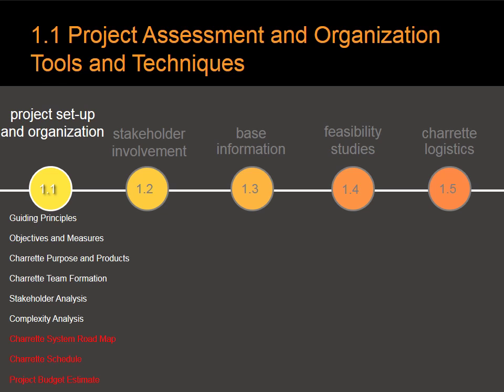So far, we've done guiding principles, objectives and measures, charrette purpose and products, charrette team formation, stakeholder analysis, and complexity analysis. In this final module, you're going to complete the charrette system roadmap, the charrette schedule, and project budgeting.